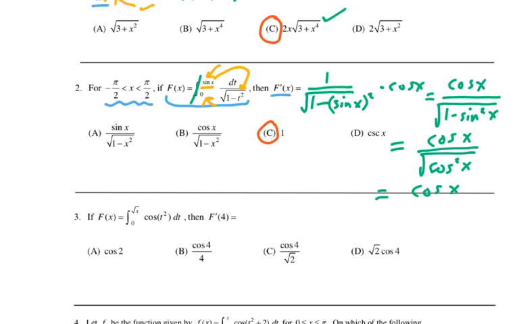All right, so we're going to simplify this to cosine on top over, well, the square root of cos squared is just cos. And cosine x over cosine x is just 1.